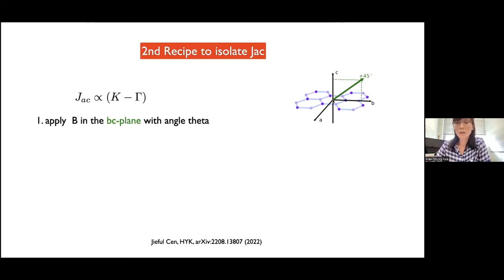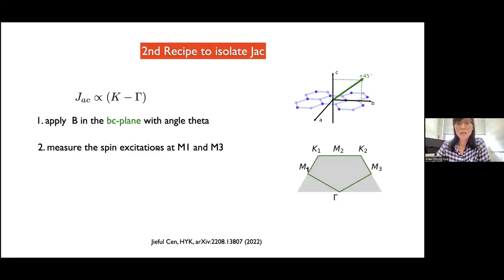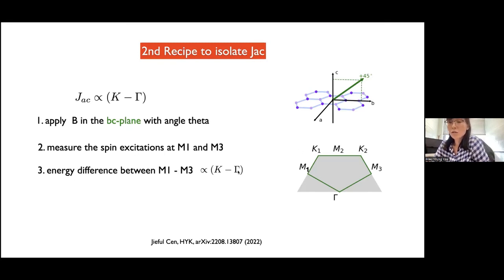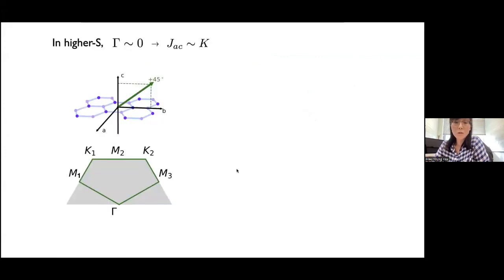In fact, I apply the magnetic field in the BC plane with angle theta. Any angle is fine. And then measure the spin excitations at M1 and M3, because there is this BC mirror plane that reflects between the two. The difference between M1 and M3 is going to be proportional to K minus gamma again. So here is an example. This is for a higher spin S. Gamma is, as I said, very small or near gamma prime, and gamma and gamma prime are similar.